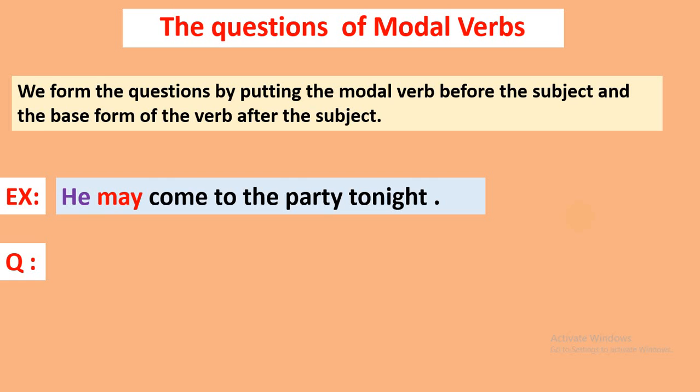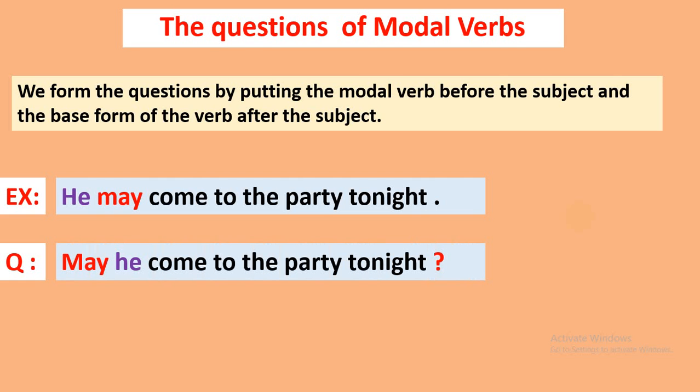How can I form a question with a modal verb? We form a question by putting the modal verb before the subject, at the beginning of the sentence, and the base form of the verb after the subject. He may come to the party tonight will be: may he come to the party tonight? So I put may, or the modal verb, at the beginning of the sentence before the subject.